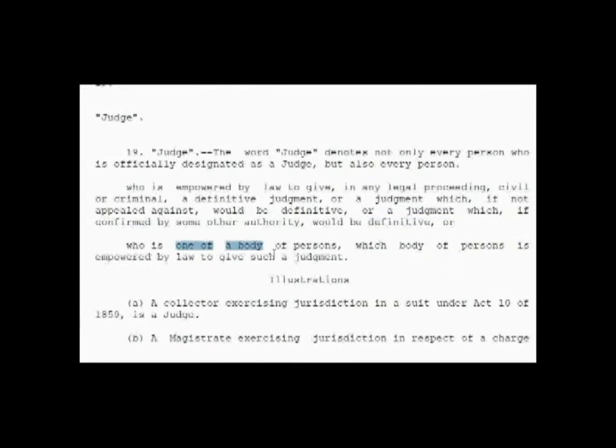Section 19 talks about judge, and it is quite important, as judge includes three kinds of persons: the person who is officially designated as a judge, or any person who is empowered by law to give a judgment that is definitive, or, if no appeal can be filed against that judgment, it becomes definitive, or, if it is confirmed by any other authority, it is definitive. In simple language, any person whose judgment can be definitive is a judge. It also includes one of a body of persons who is empowered by law to give judgment.